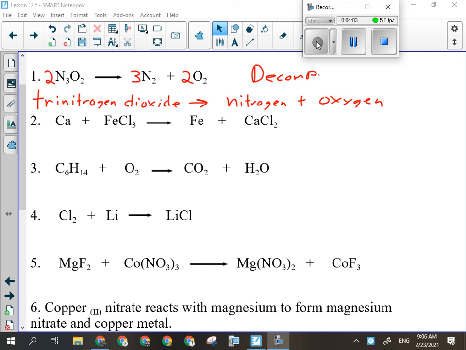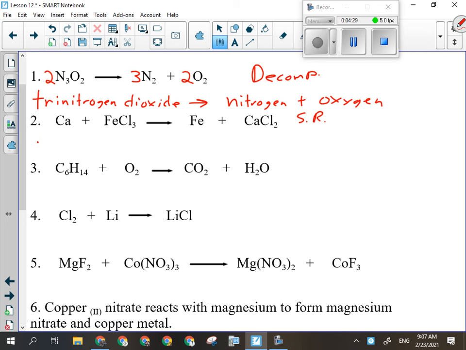Okay, so on our second reaction, we have calcium, which is an element. In particular, it's a metal. Okay, reacting with iron 3 chloride, which is an ionic compound, metal and non-metal. Right, so what kind of reaction am I looking at here that starts with element and ionic compound? Single replacement. Okay, so that's my first thing. This is single replacement reaction.